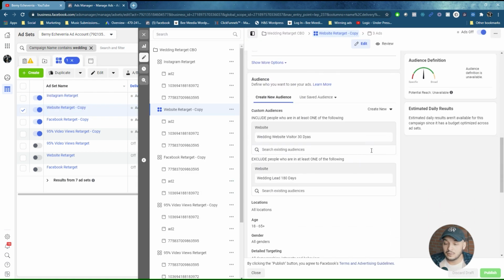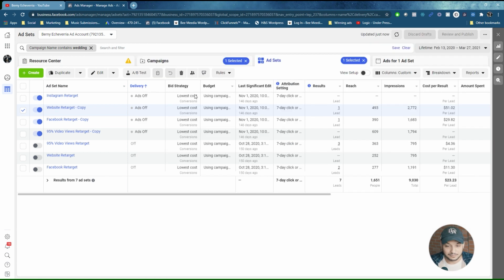And this website retargeted people on the websites, but it avoided anyone who's already become a lead in the past, I don't know, 180 days. The whole point of this being that I don't want to retarget people who've already bought from me. It's kind of annoying after seeing the ad, you keep on getting the ads and you're like, bro, I already bought your product, I'm good.